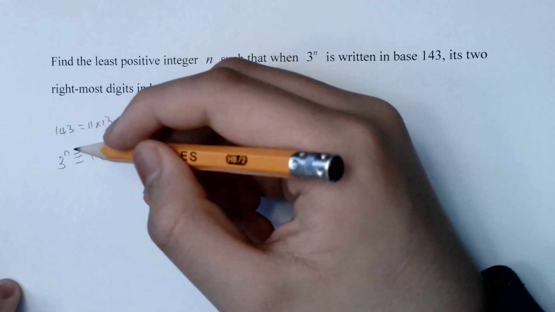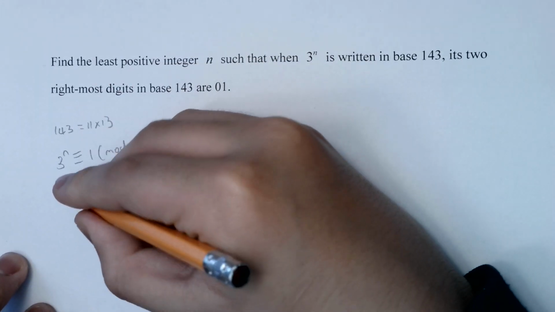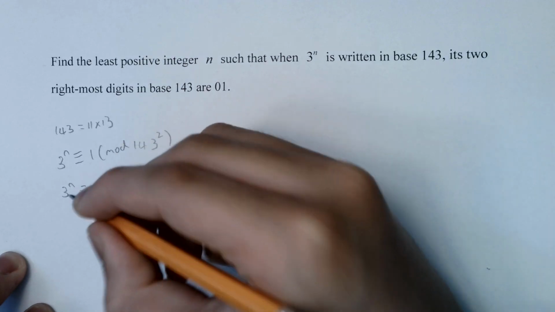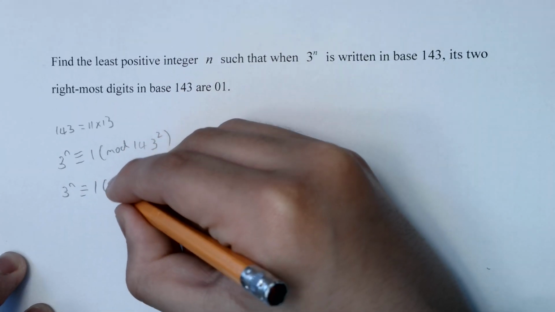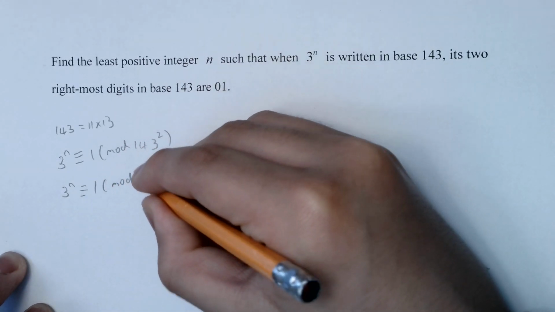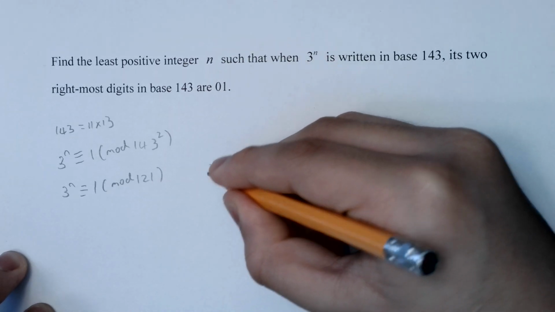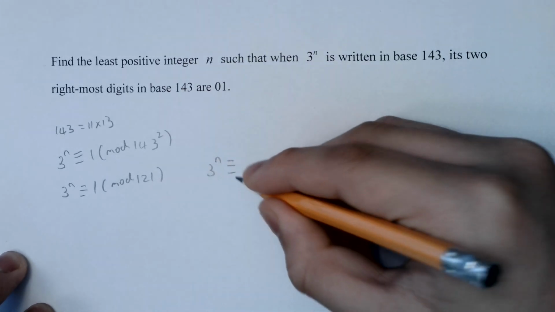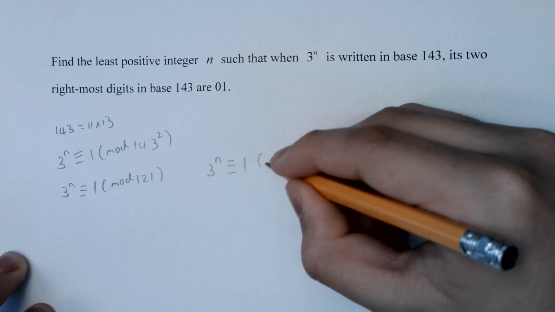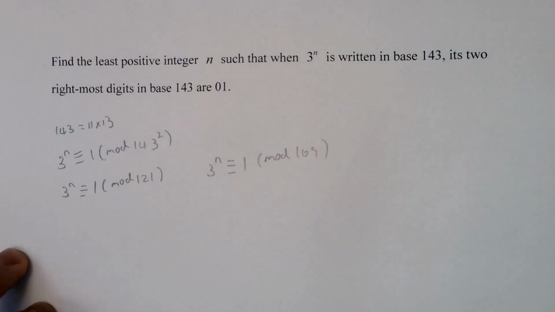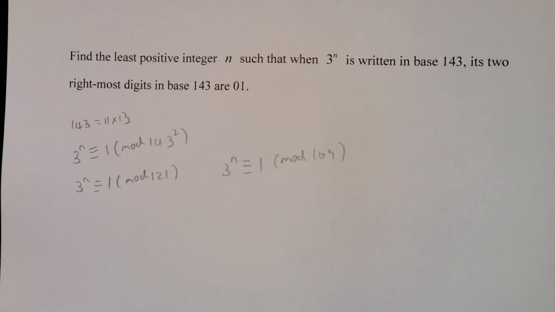Now from this I can separate this into two further cases: 3 to the power of n is equal to 1 modulo 121, or 11 squared, and also 3 to the power of n is equal to 1 modulo 169. I'll start off with the easier one, which is 3 to the power of n equal to 1 modulo 121.